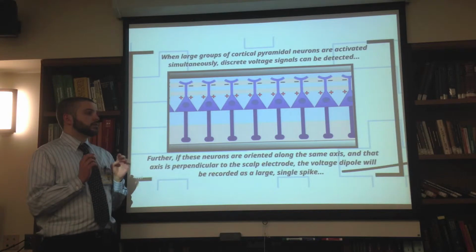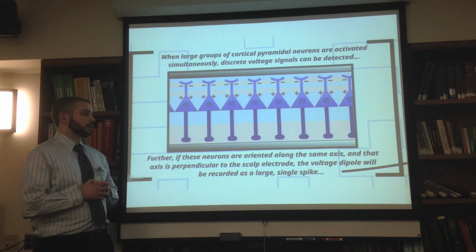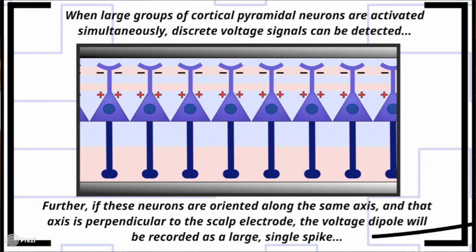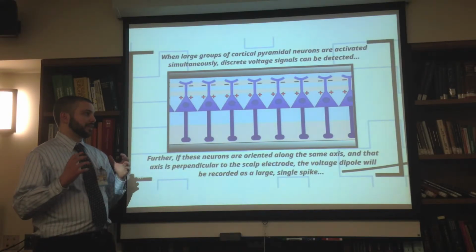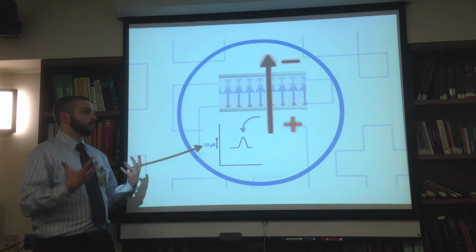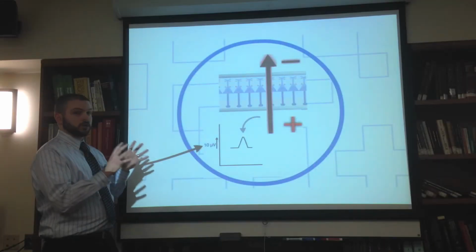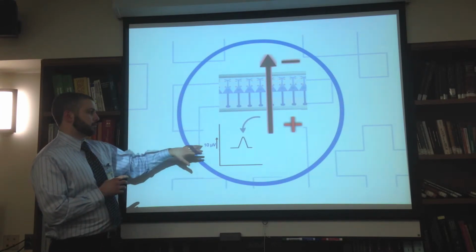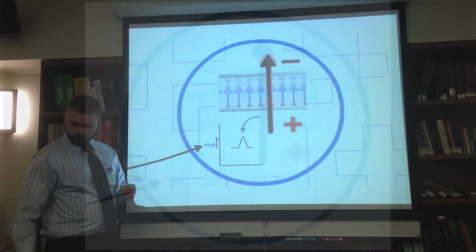So if you get a large number of neurons that are oriented along the same axis, that are also perpendicular to an EEG scalp electrode, and those large number of neurons are all activated at the same time, this can act as a single dipole that we record with the EEG electrodes. And so we can see with a lot of these neurons that are activated at the same time, we get one large dipole activation that's reflected in our voltage deflection analysis here.